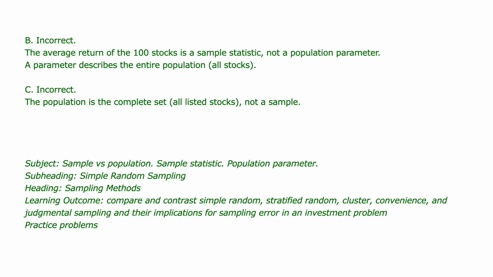B. The average return of the 100 stocks is not a population parameter. Parameters describe the entire population, while this is only a statistic from a sample. C. The population is the complete set of all listed stocks, not a sample. Calling the population a sample is conceptually wrong.